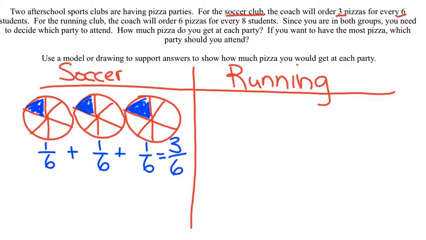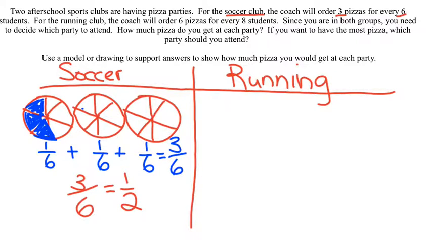Now, there's another way I can look at this. If I take these slices that he's eaten out and I move them into one pizza, let's put that over there, I know that he is eating half of the pizza. So I know that 3/6 is equivalent to half. 3 is half of 6, so I know it's equivalent to half. So if he were joining the soccer club pizza party, he would be able to eat half of a pizza, or 3/6 of a pizza.